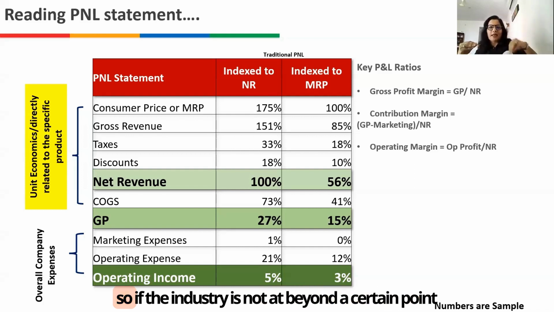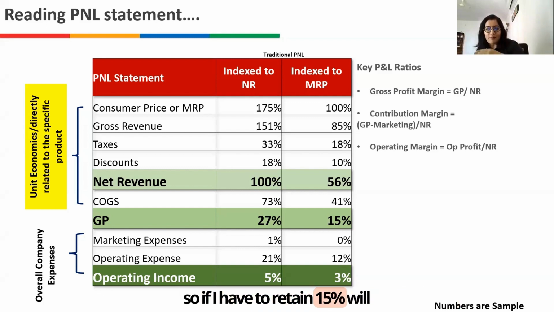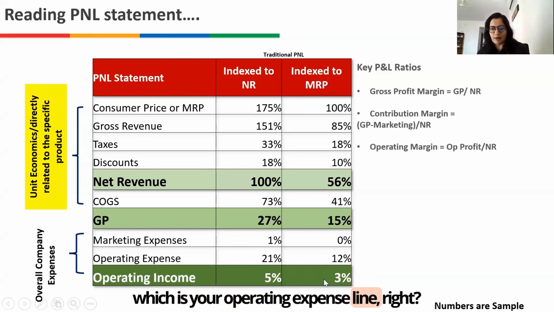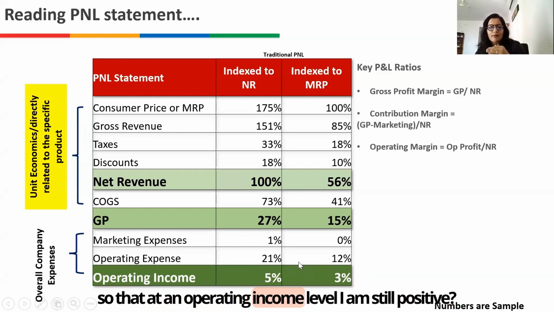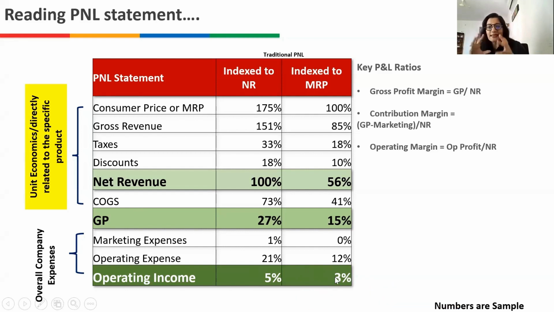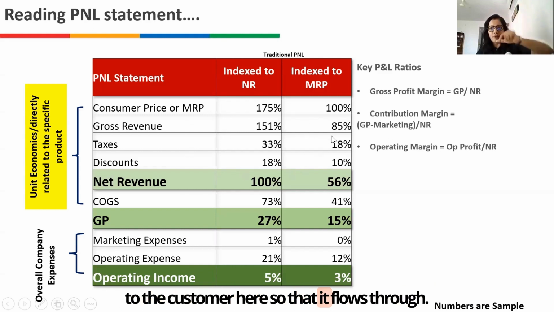So if the industry is not beyond a certain point, I cannot expect to grow margins beyond, let's say, 15%. So if I have to retain 15%, will I be able to cover my fixed cost, which is your operating expense line, right? If not, then what is the margin I would need to take so that at an operating income level, I am still positive? Hence, you will back calculate your price to the customer so that it flows through.